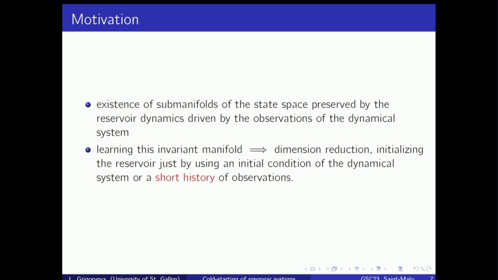And then what we will get is two things at the same time. We will get some kind of implicit dimension reduction. And then on top of that, we have a hope that initializing our reservoir system with just the initial condition of our dynamical system or just a short history of observations, we will be able to path continue or to forecast. And there will be a difference between what we mean by path continuation and forecasting for dynamical systems. I will spell that out a little bit later.